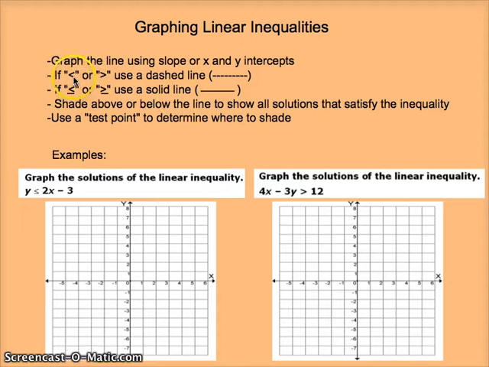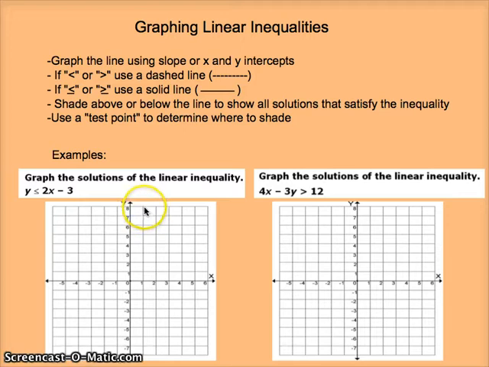If it's strictly less than or strictly greater than, I'm going to use a dashed line. If it's less than or equal to or greater than or equal to, I'll use a solid line on my graph. I will shade above or below the line to show all solutions that satisfy the inequality. Similar to when we graphed inequalities on the number line, we shade all values that satisfied. Well, we'll do the same thing on the coordinate plane. We'll shade above or below the line.